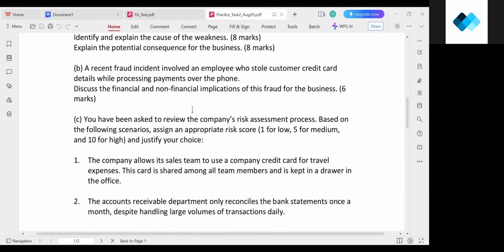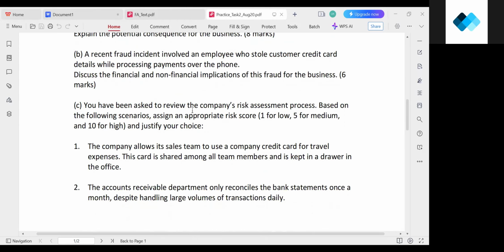Now let's go to part B. A recent fraud incident involved an employee who stole customer credit card details while processing payments over the phone. Discuss the financial and non-financial implications of this fraud for the business. So again, the employee stole a customer's credit card details while processing the payments over the phone. That's definitely going to have financial and non-financial implications. Let's talk about that.